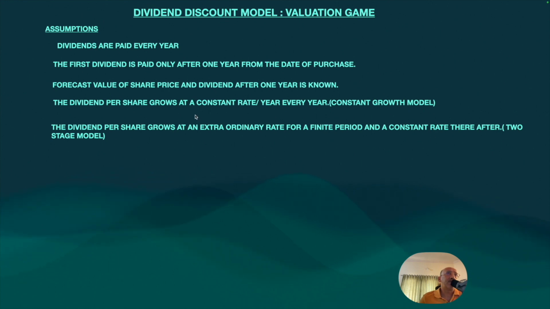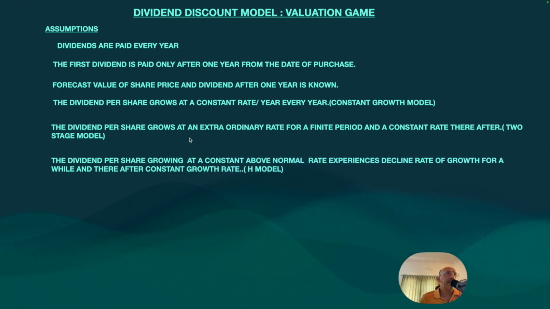Like suppose if I say the dividend is going to grow 5% every year, it means irrespective of anything, the dividend will be given only 5% addition every year. So that is known as the constant growth rate, and another is extraordinary growth rate.